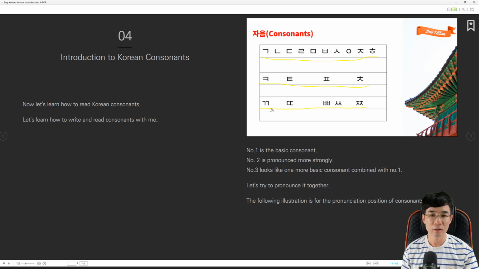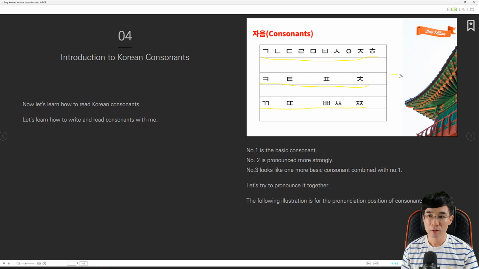쌍기역, 쌍 means double. 쌍기역, 쌍디귿, 쌍비읍, 쌍시옷, 쌍지읒. Number 3 looks like one more basic consonant combined with number 1.